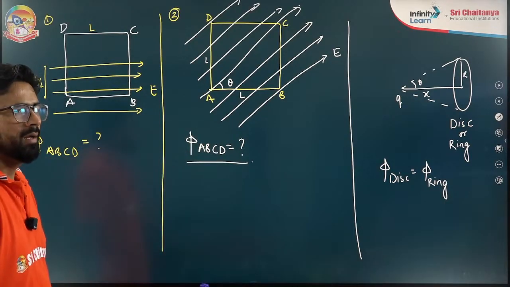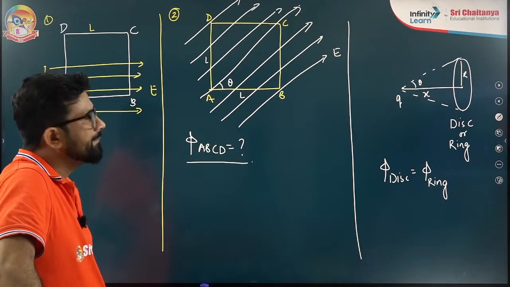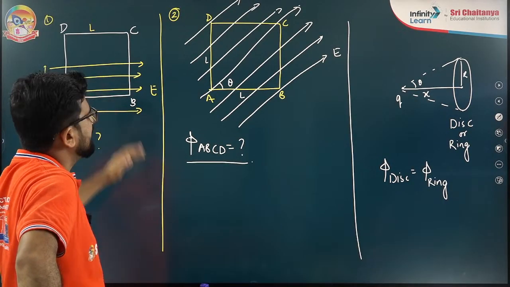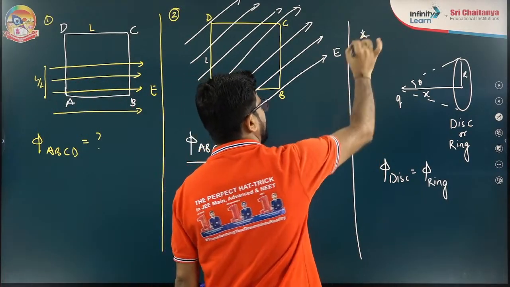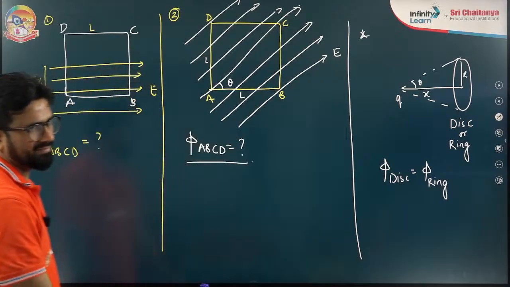It is clear. Now we have to solve this question, question number 1 or 2 or 3. For 3 I will give you the direct formula. You have to understand it, then we will end the class.